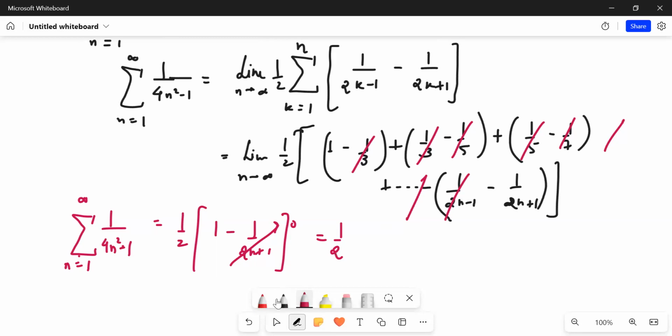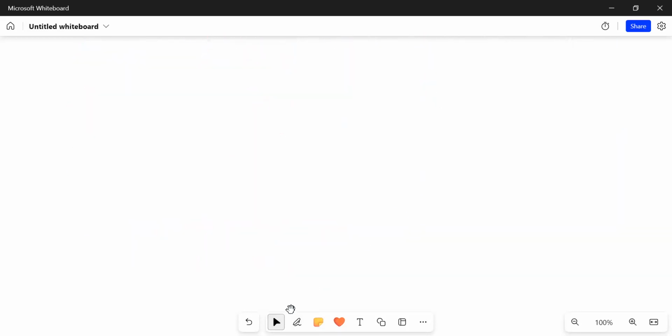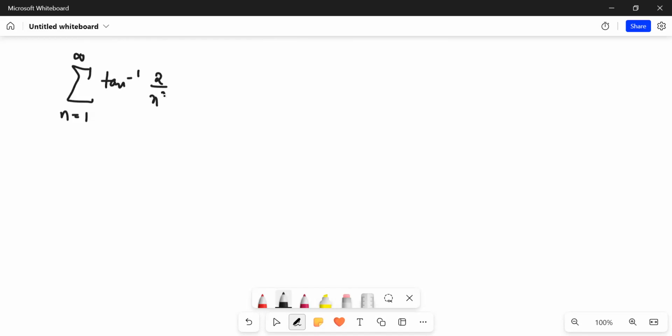I hope it is clear. Now let us try to do a few more. Just try to do this. This is an easy question. Try to find the sum, n equals 1 to infinity, of tan inverse of 2 upon n square. If I want to find this sum.